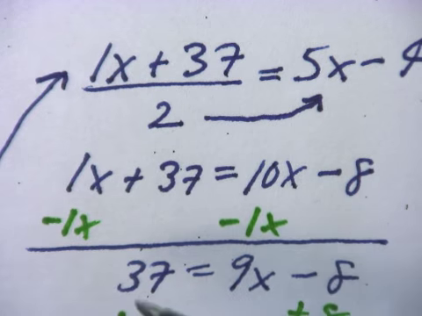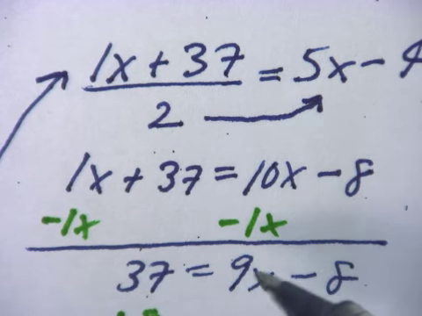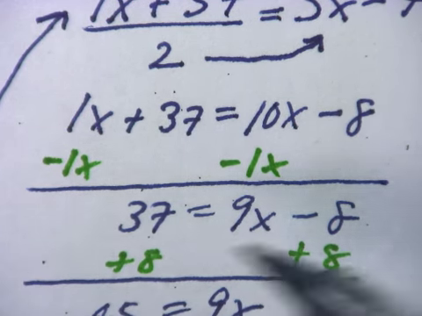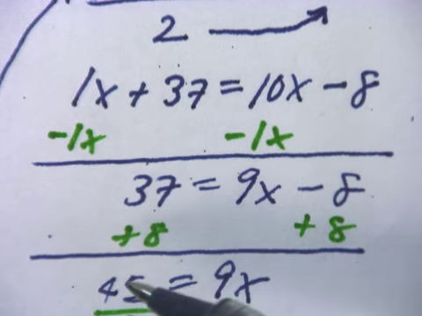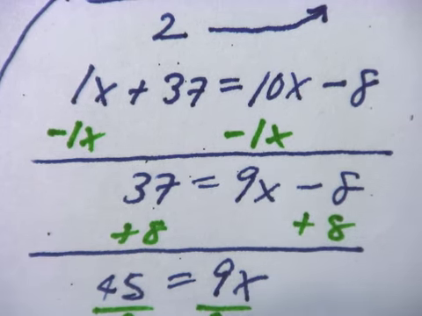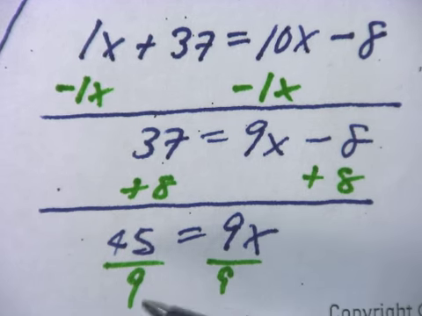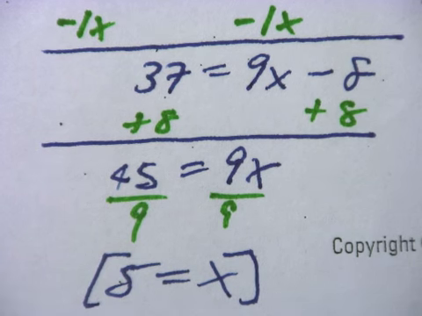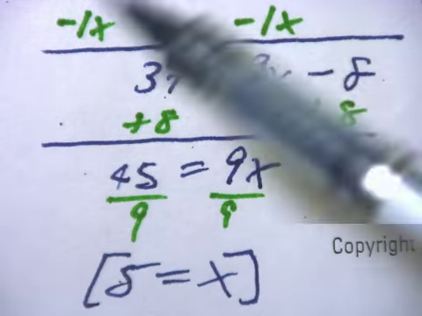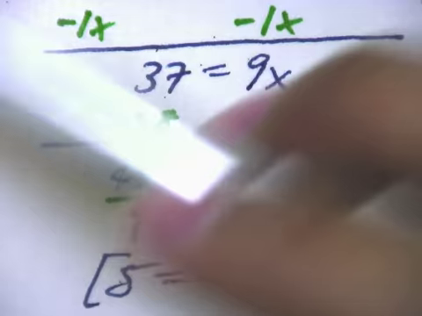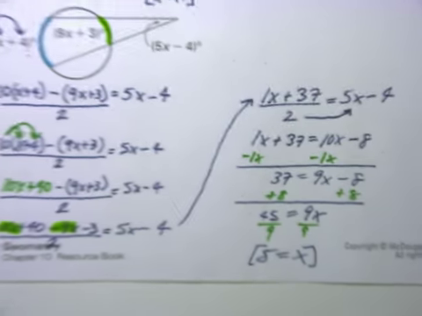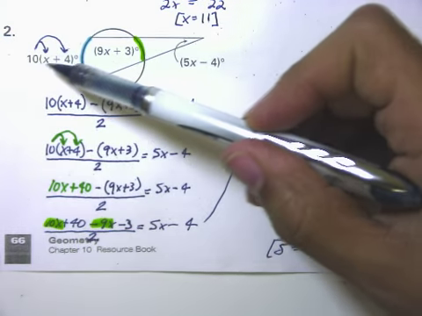And now I have a regular algebraic equation that I can just subtract 1x from both sides. The 37 comes down. 10x minus 1x is 9x. The negative 8 comes down. Now I can add 8 to both sides. 37 plus 8 is 45. The 9x comes down. And obviously, I'm going to divide both sides by 9. And x is going to be equal to 5. And if you wanted to check your answer, all you have to do is plug in 5 into the two arcs and the angle, and you would see that the two arcs subtracted from each other divided by 2 is going to give you the angle on the outside.